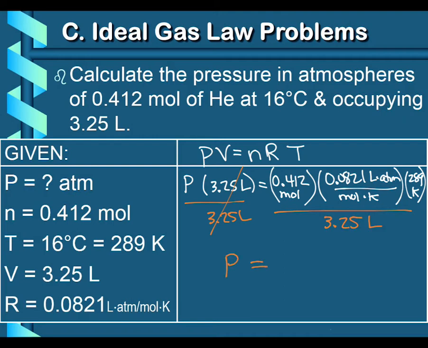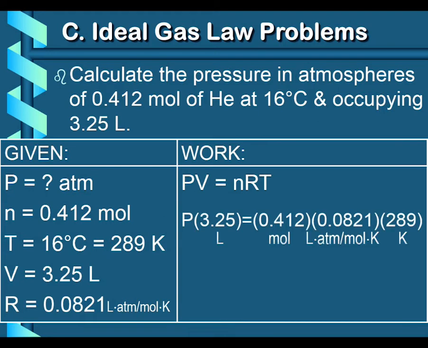and get pressure all by itself, I can see that some things are going to cancel here, liters and liters. This Kelvin is in the numerator, that one's in the denominator. This mole is in the numerator, this one's in the denominator, so those are going to cancel, and I am left with atmospheres in the numerator. So when you solve for this, you're going to get 3.01 atmospheres. So make sure you can put all of this into your calculator properly.